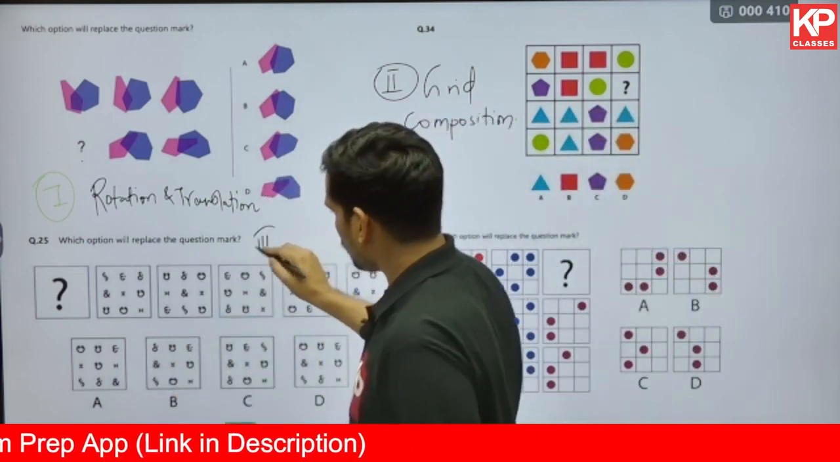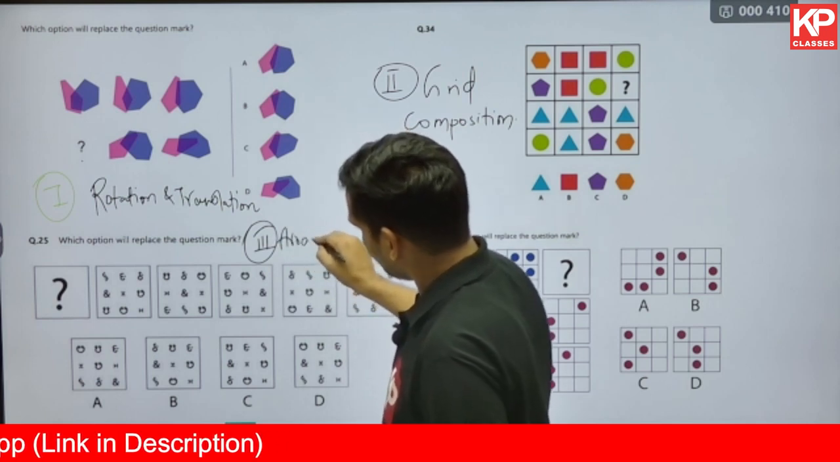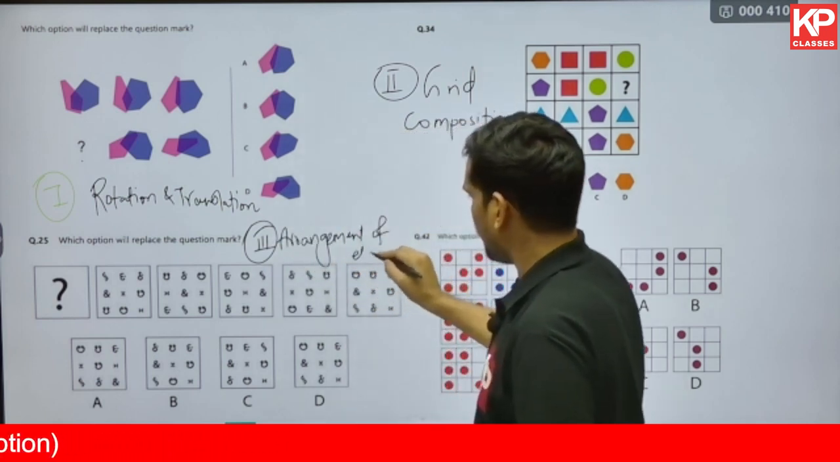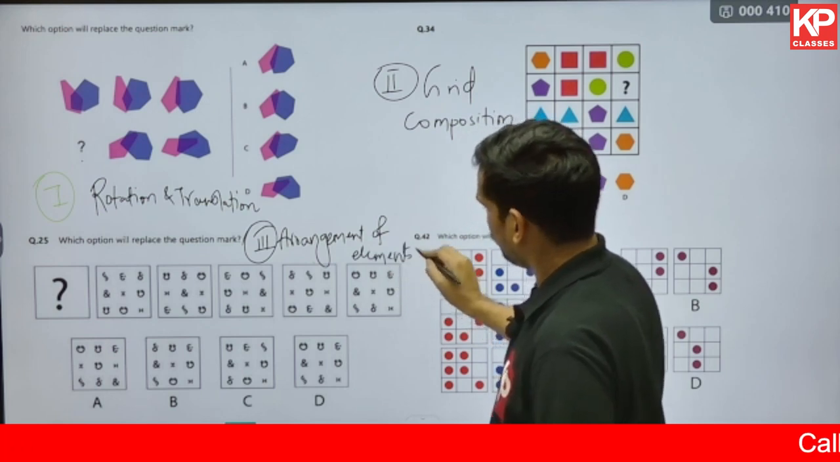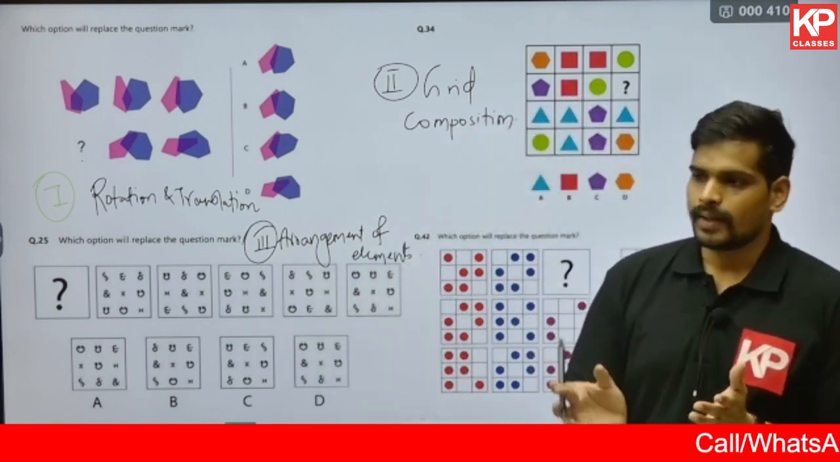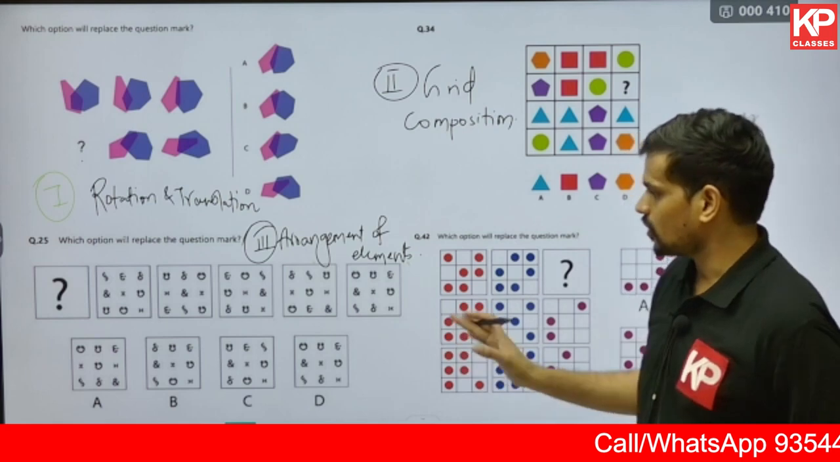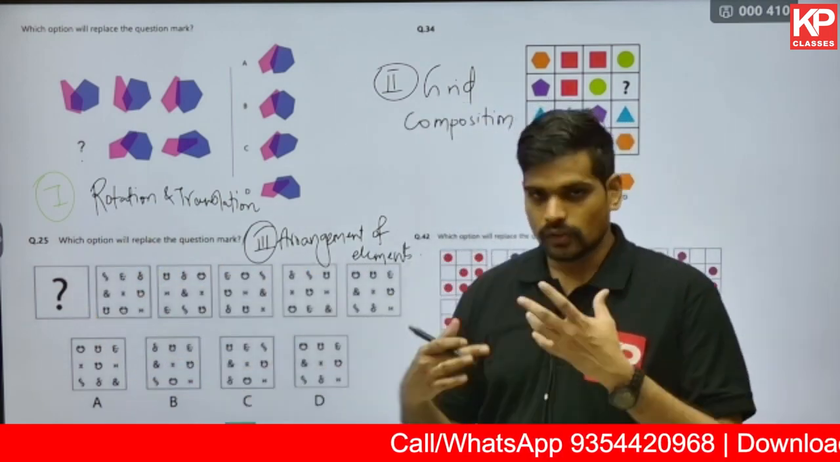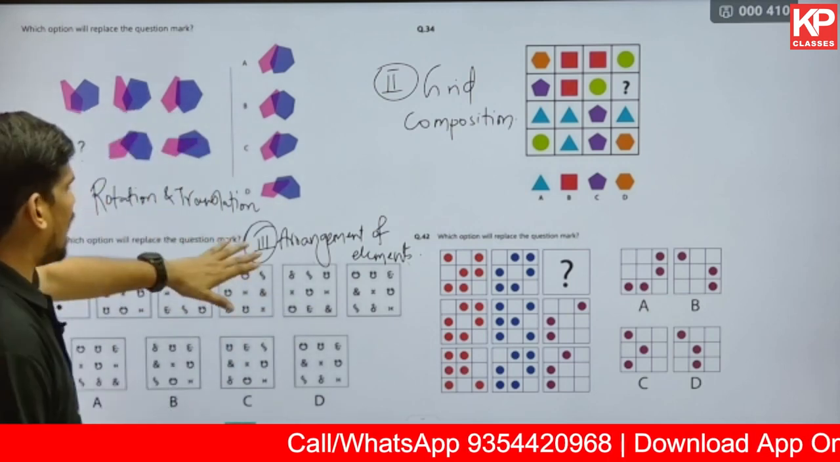That would be a third model, which is based on arrangement of elements. There are various elements which are forming a composition. The arrangement of it or the sequence of it keeps on changing, based on which you need to see what would be the correct composition which comes next. So that is something which you have as the third model.